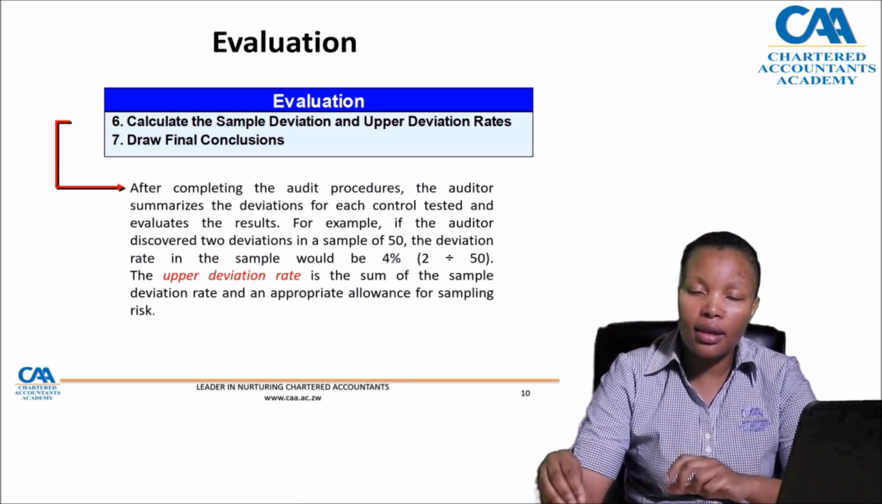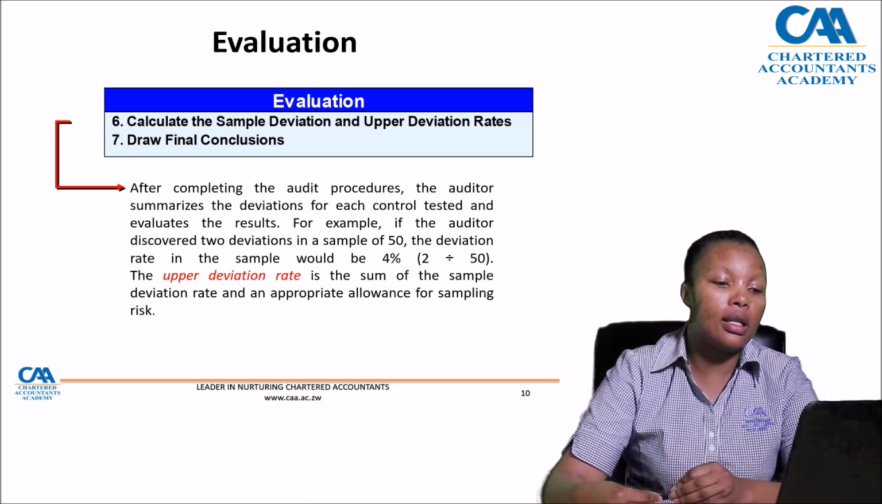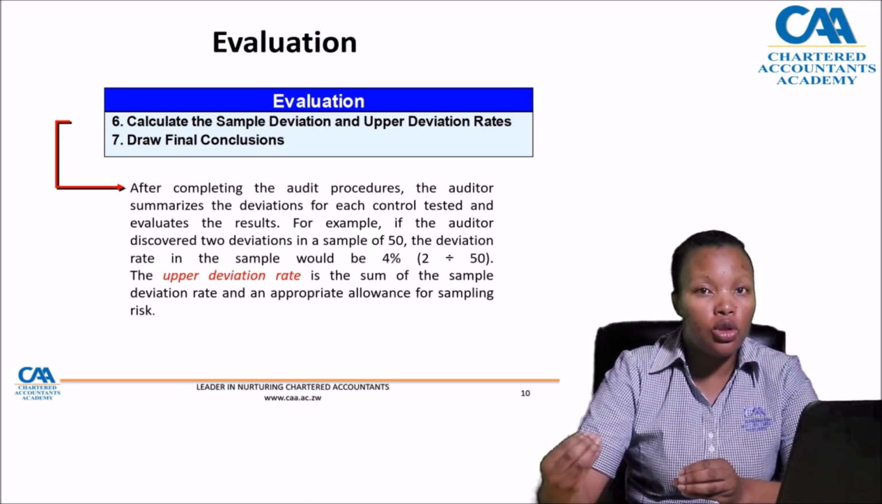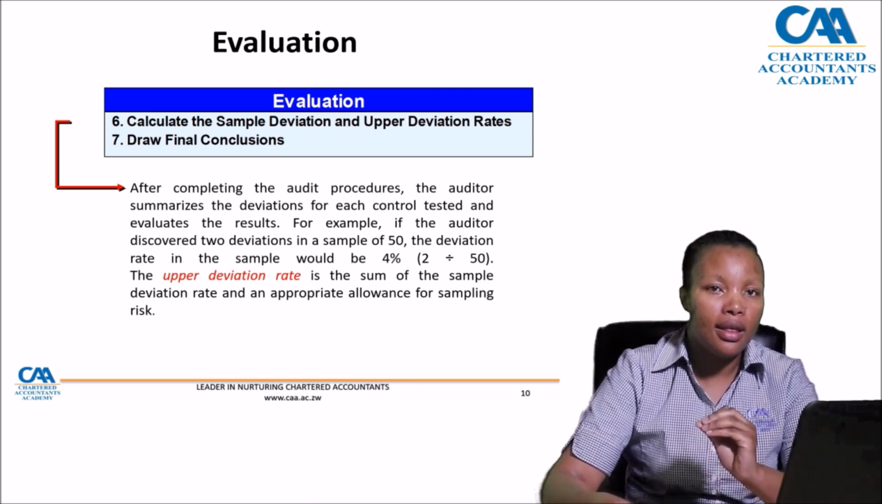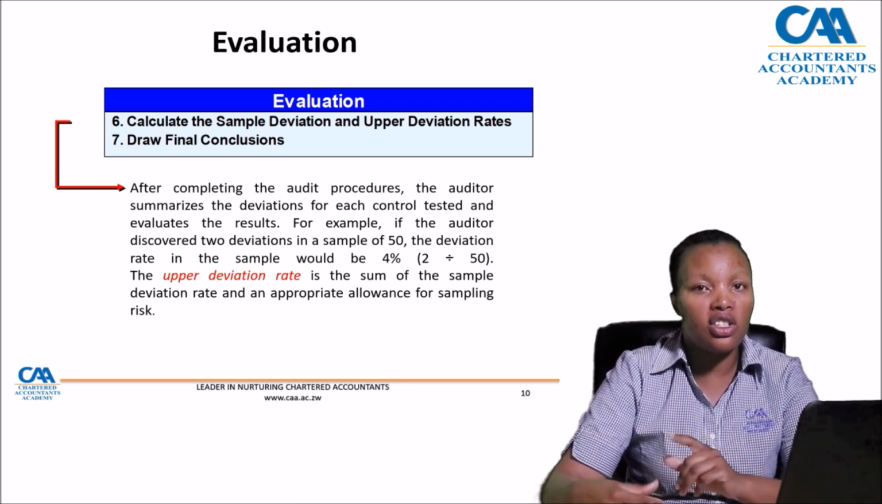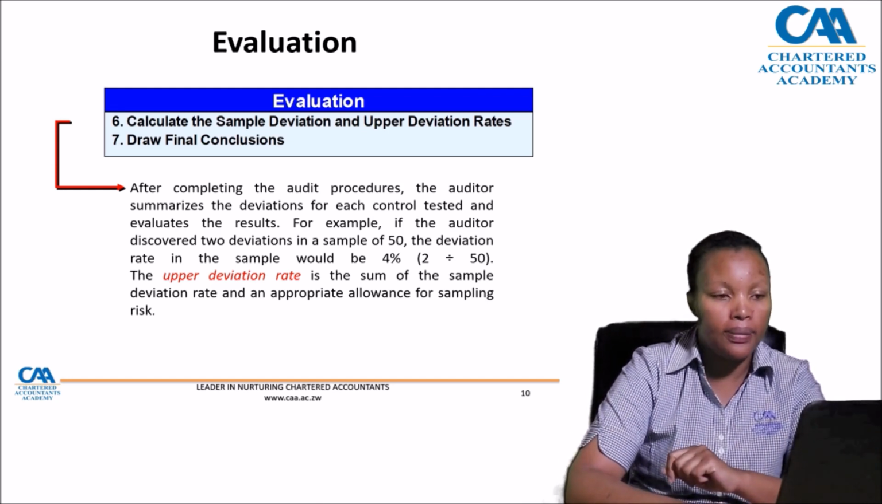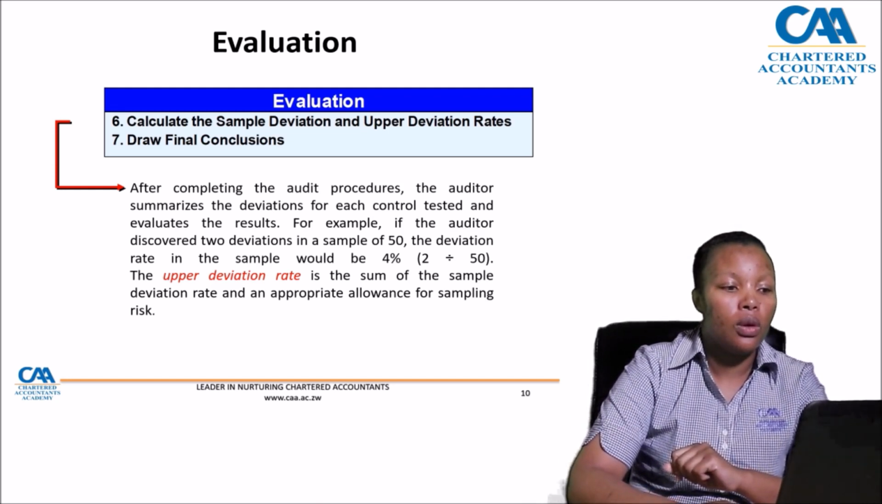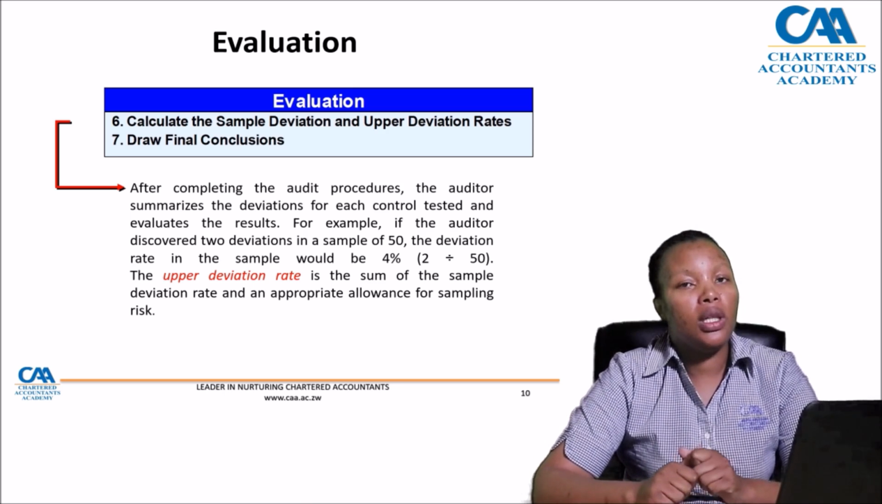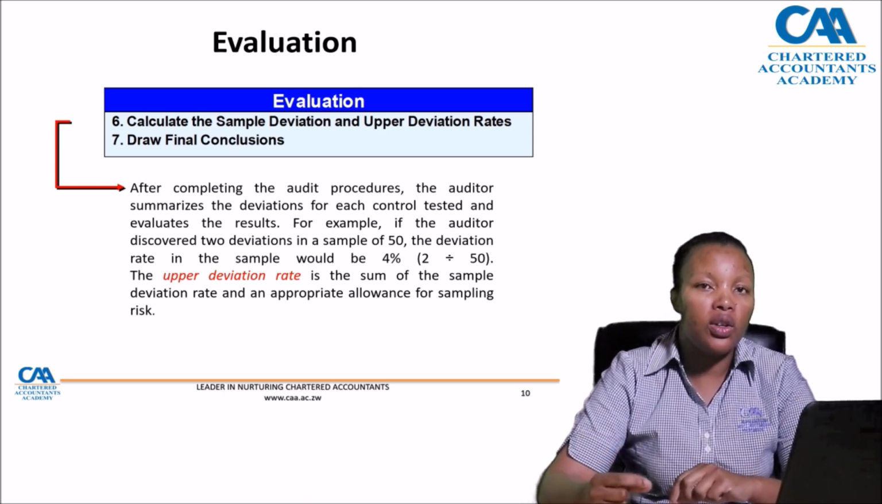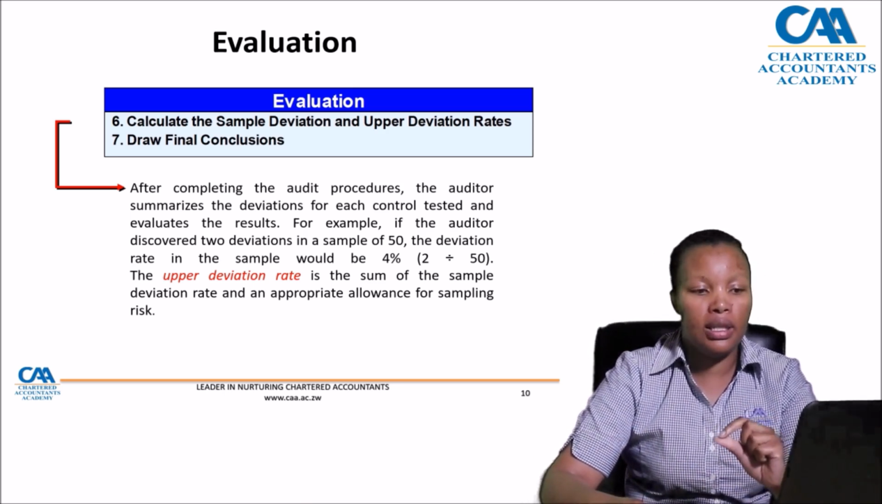So you take the sampling risk that you'd have quantified plus the sample deviation, and you add the two together. They then give you your upper deviation rate. Then you will need to compare your upper deviation rate and your tolerable deviation rate.